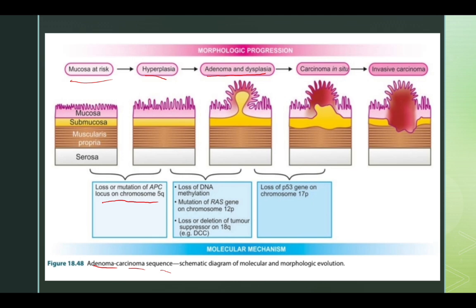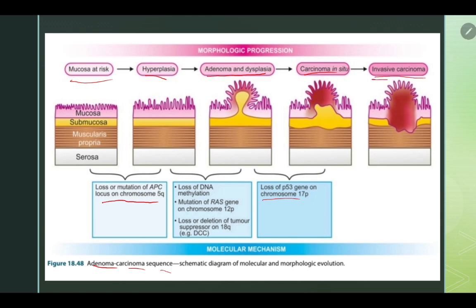Then there is loss of p53 gene on chromosome 17p. There is cancer development, that is carcinoma in situ. Cells become cancerous but are limited to the mucosa. They have not invaded through the basement membrane.